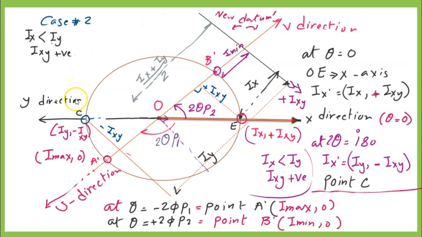Check for theta equals 180. We find point C with a coordinate of Iy, minus Ixy. The OB distance is the radius R. The distance Iy is measured from the Ixy new datum while the Ixy distance is negative below the U direction.